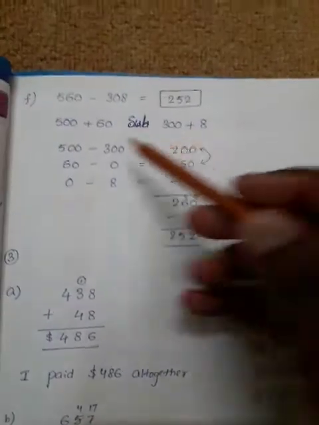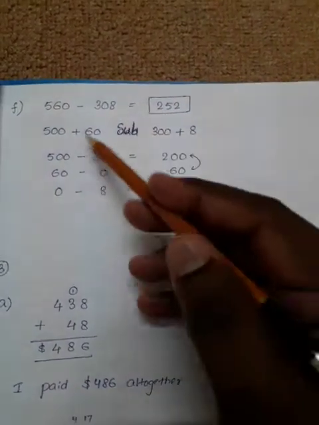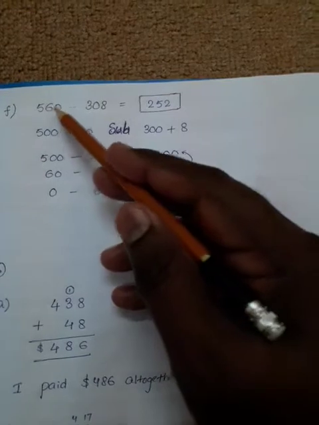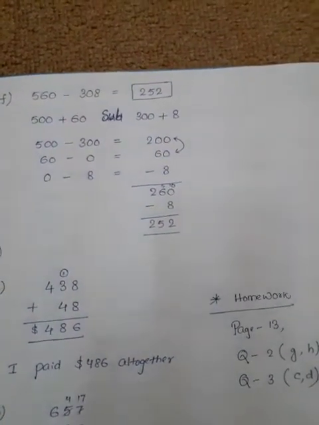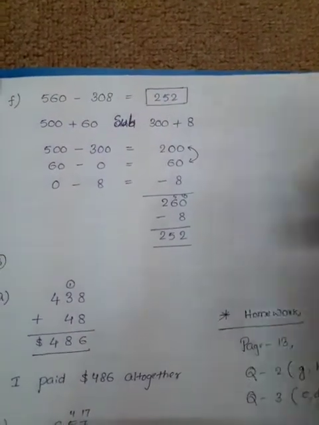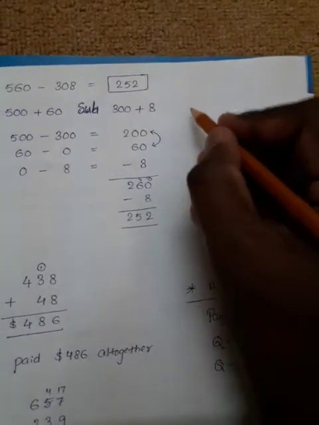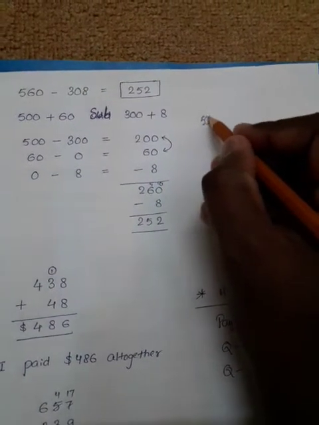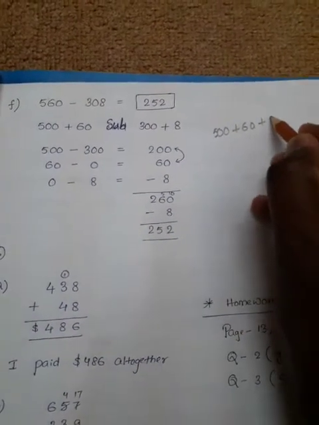Similarly, now look at the last question here. F, what is the F question? 560 minus 308. So 560 means 500, tens place is 60, ones place is 0, no need to write. Whenever the place is 0, no need to write. Then 308, so 300, tens place is 0, no need to write, and ones place is 8. Okay, if you want you can write also, no problem. If you want, 500 plus 60, ones place is 0, so write it 0.